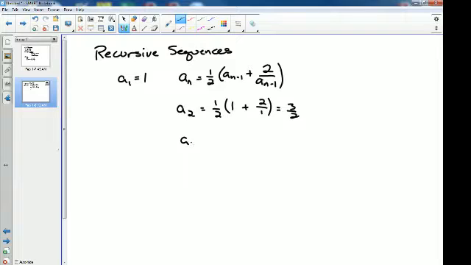Okay, now what's a3 then? 1/2 times 3 over 2 plus 2 over 3 over 2. So it's a recursive sequence defined term by term, right? 4/3. Oh, we're going to have to write this down so I don't screw it up. This is 4/3, right?